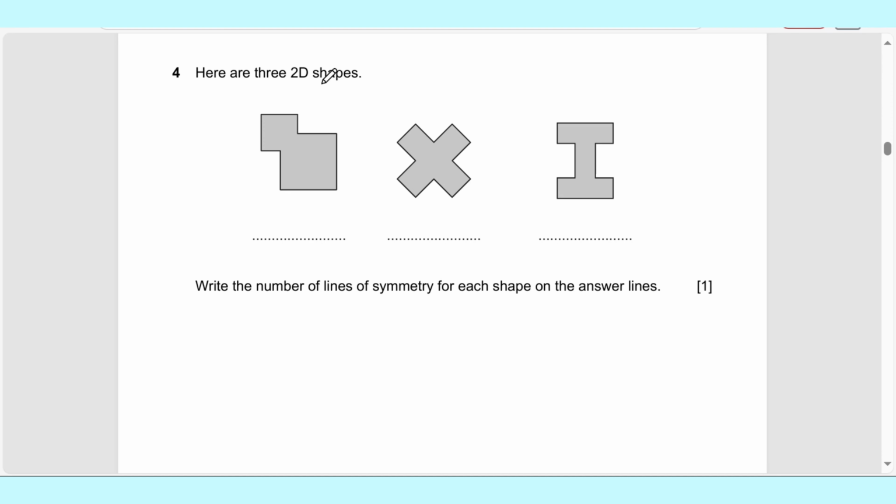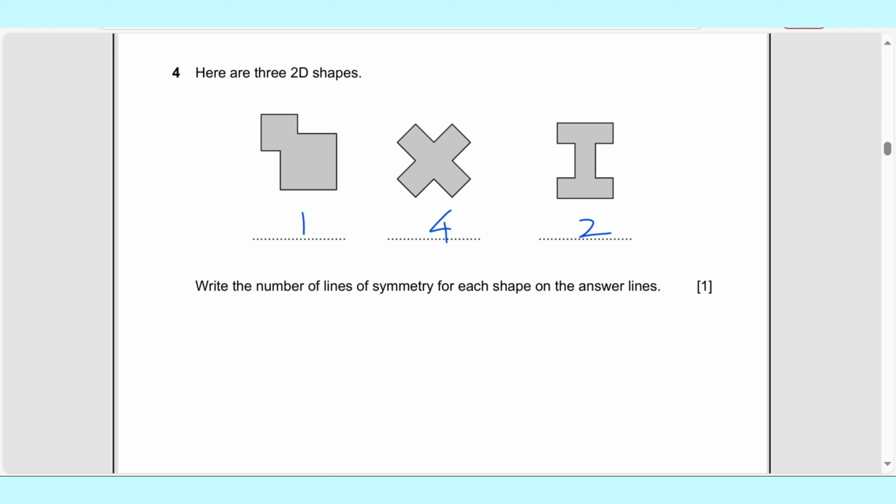Question number 4. Here are 3 2D shapes. Write the number of lines of symmetry for each shape on the answer lines. Okay. Let's check out the answer, guys. For this one it is 1. For the next one it is 4, and the next one is 2.